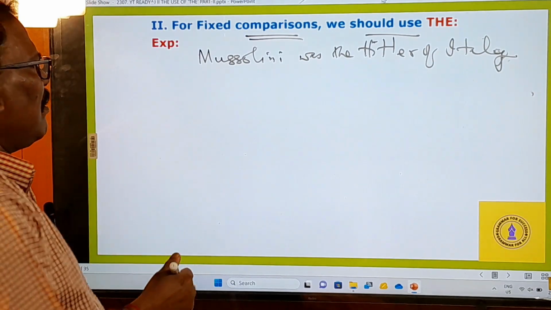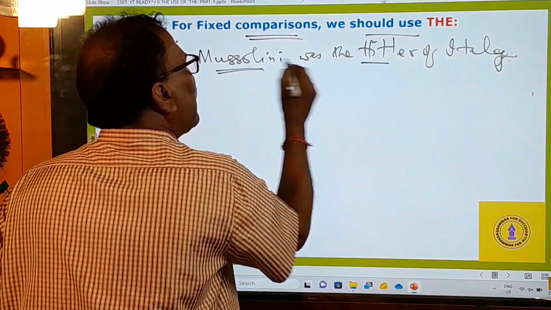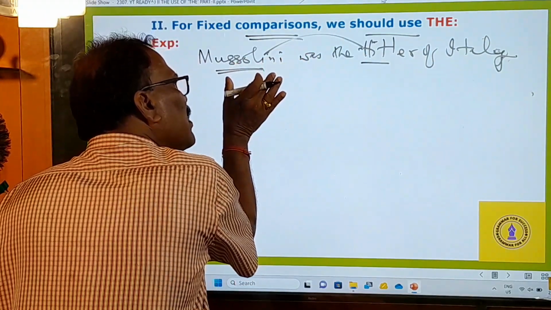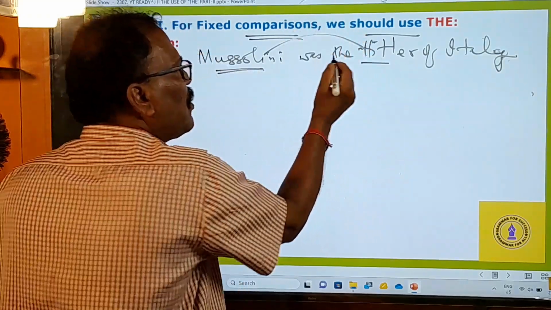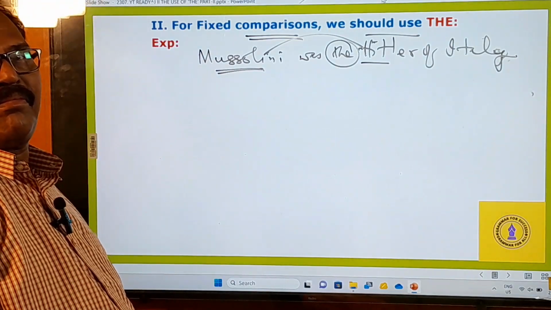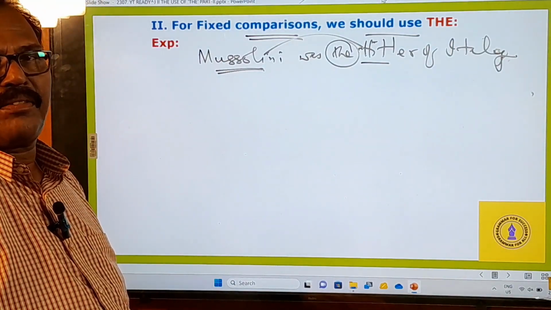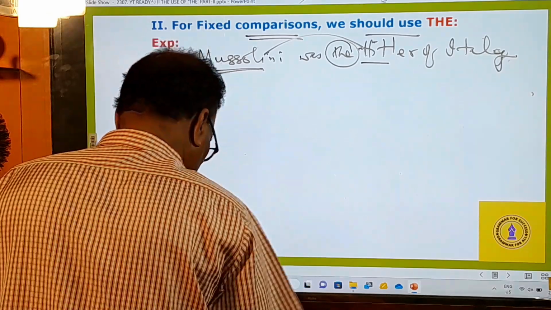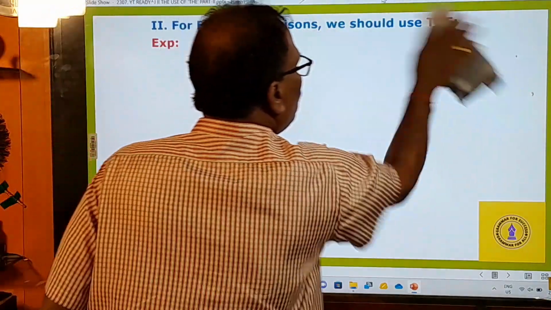So you are comparing Mussolini. This is fixed. Mussolini was compared with Hitler. That's all. So that's why you are using the. It's a fixed one. You cannot change it. Mussolini was the Hitler of Italy. Right. So now I'll give you some more examples to make you understand.